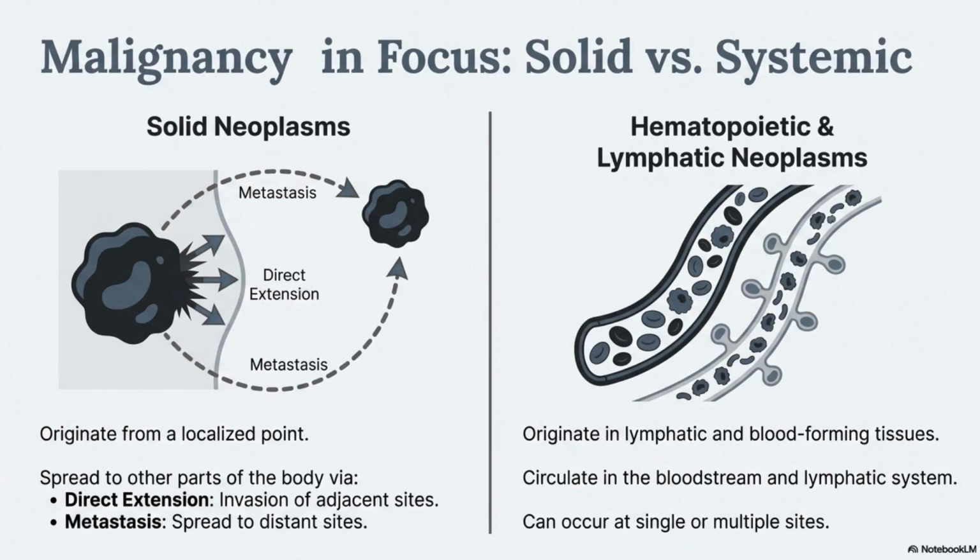Malignancies behave differently depending on where they originate. Solid tumors begin in a specific organ and spread through direct extension or metastasis. Hematopoietic and lymphatic cancers originate in blood-forming or lymphatic tissues and may appear in multiple sites at once. This distinction is critical when determining primary versus secondary coding.